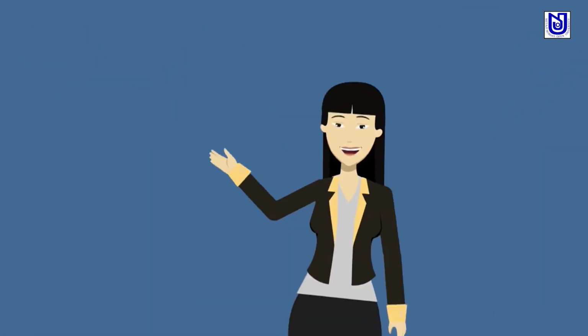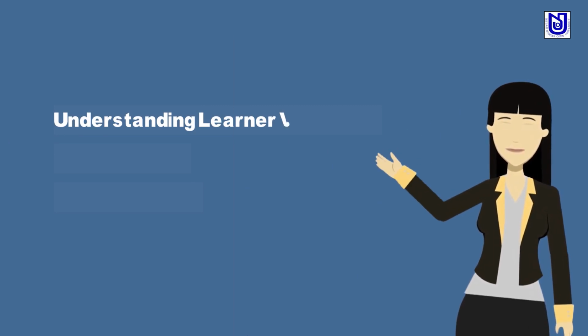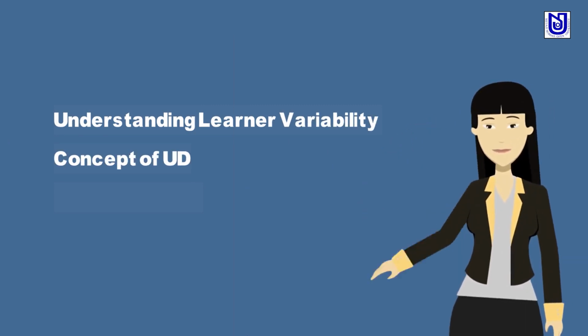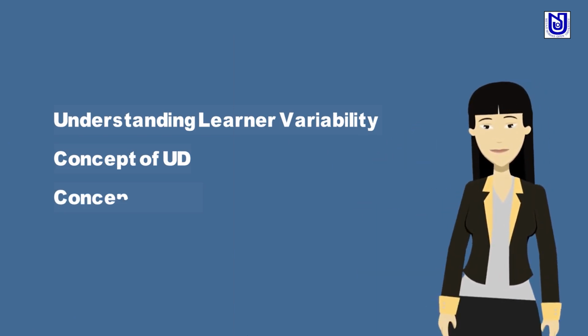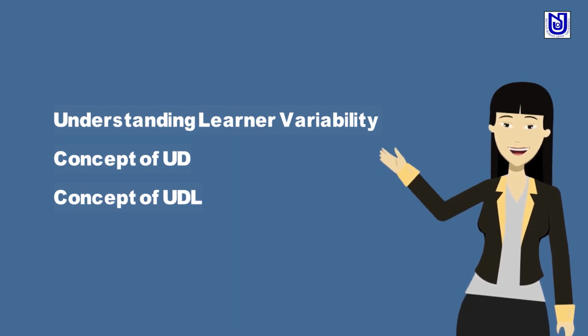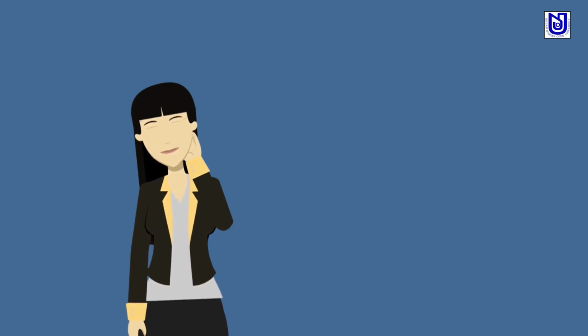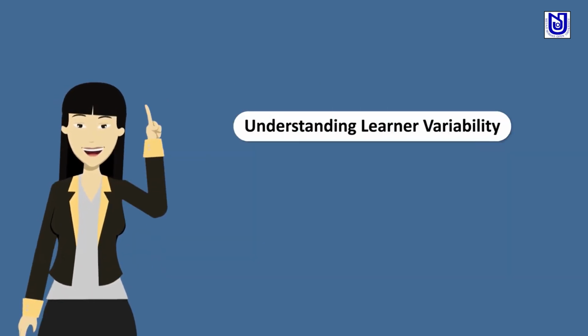In this module, we are going to focus on understanding learners' variability, the concept of UD, that is universal design, and the concept of UDL, that is universal design for learning. So, first we have to understand the concept of learner variability.